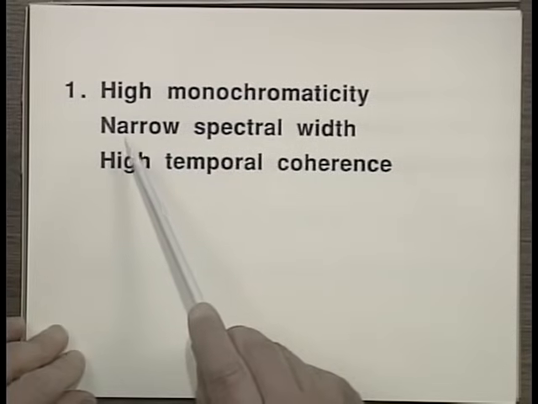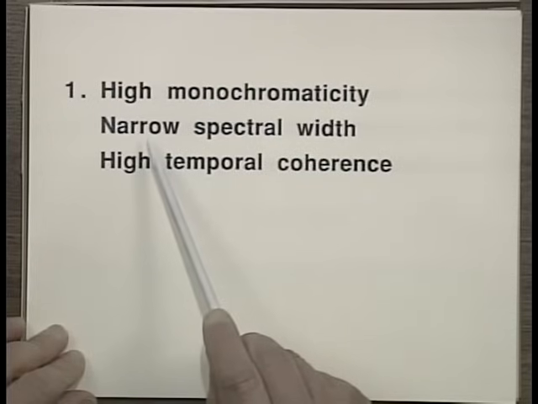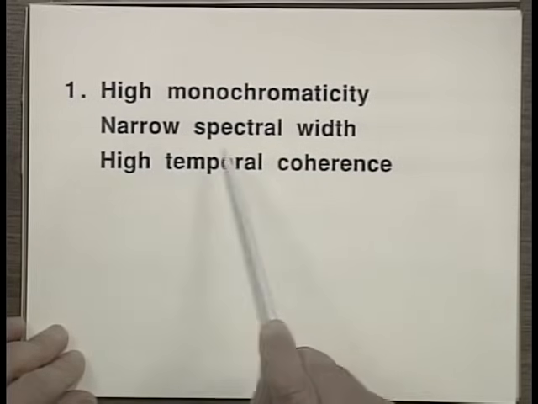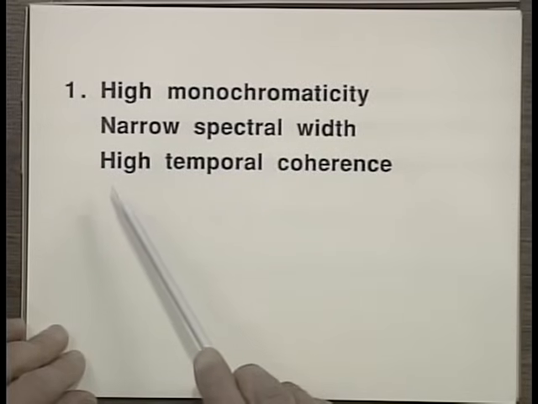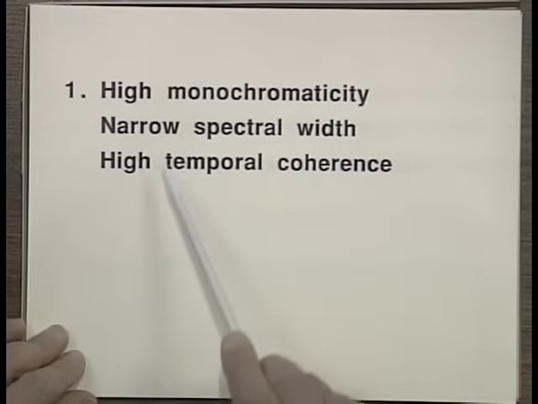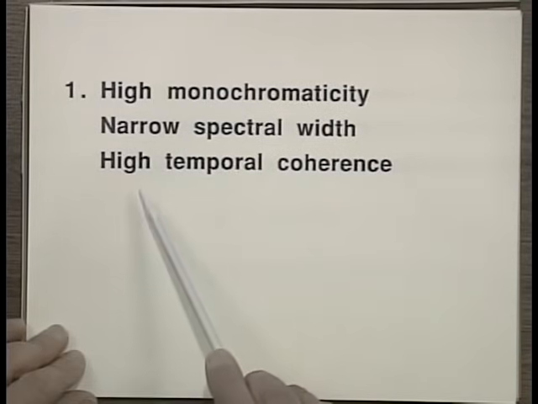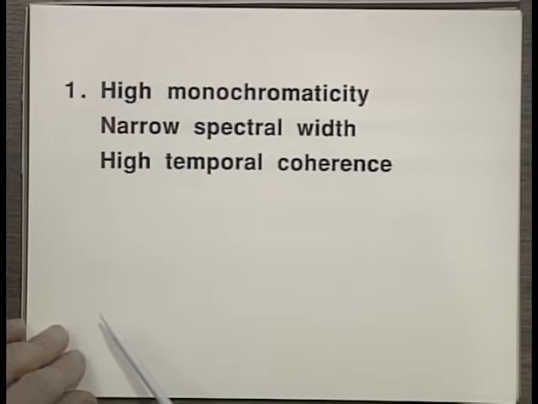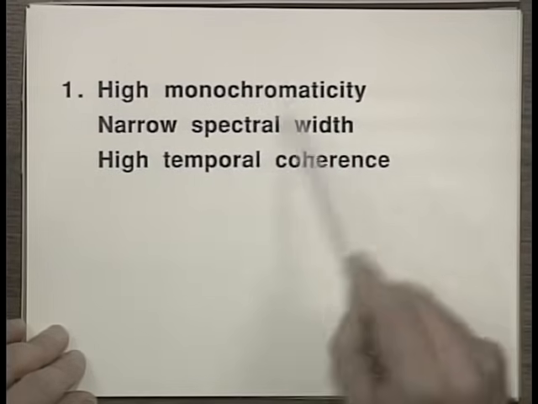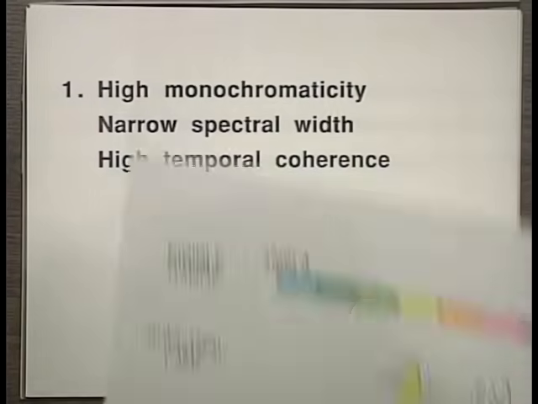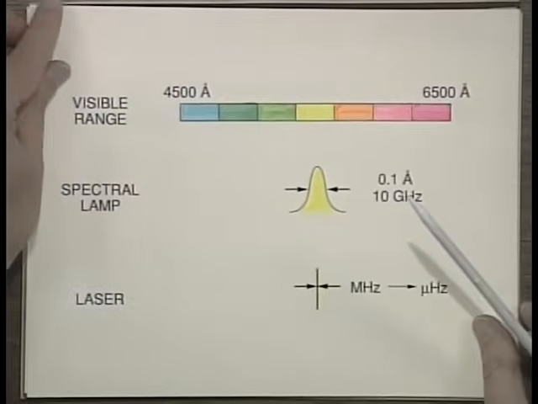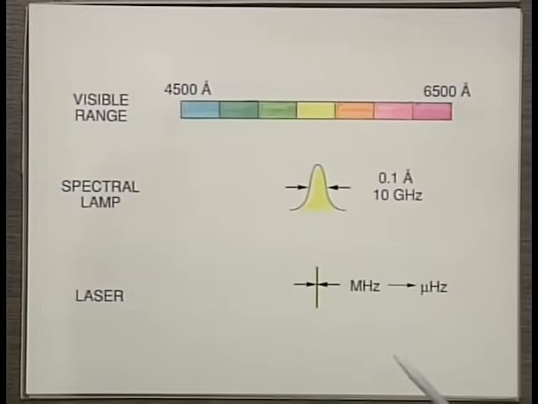Others refer to it as a source of light that has very narrow spectral width. Again, we want to see what it means. And others may refer to this property as something that has a high temporal coherence. And we want to understand what the meaning of all these things are. So let's start first with the narrow spectral width, or the single color.